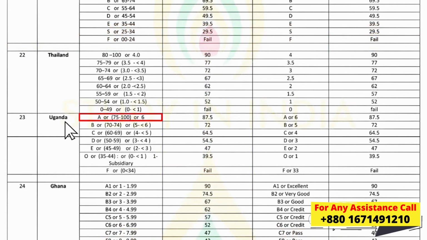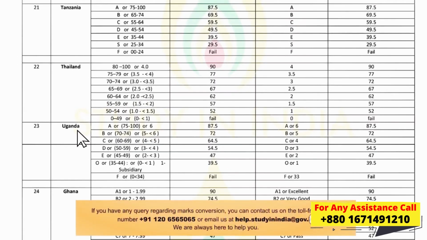If you are from Uganda and you score A or between 75 to 100 or 6 pointers on a GPA, then it will be considered 87.5 percentage marks in India. If your score is B or between 70 to 74 or 5 and above but less than 6 on the GPA, it will be 72 percentage marks in India. If your country's grading system is not listed here, you can search and follow the country that has a similar grading system as your country to convert your score.